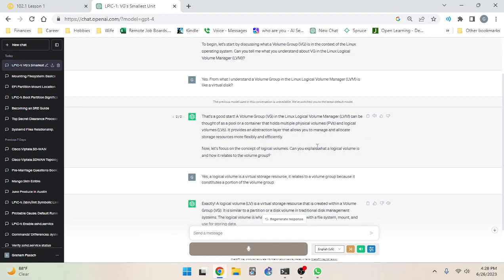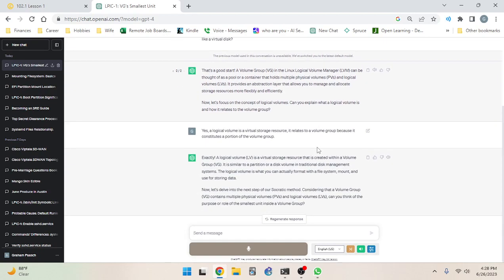Exactly. A logical volume, LV, is a virtual storage resource that is created within a volume group, VG. It is similar to a partition or a disk volume in traditional disk management systems. The logical volume is what you can actually format with a file system, mount, and use for storing data. Now, let's delve into the next step of our Socratic method.